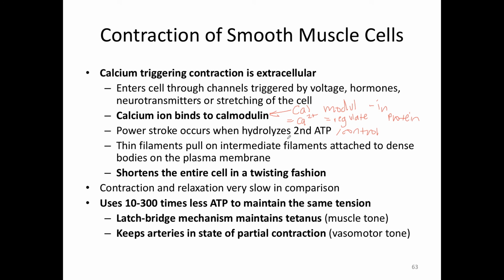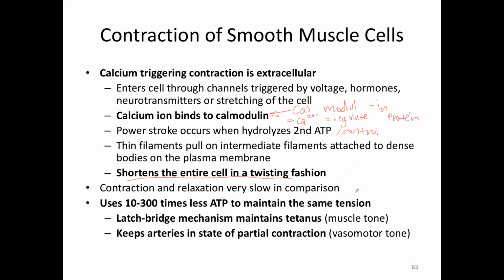And that hydrolyzes an ATP and then another one, which gives myosin the ability to perform the power stroke. The first ATP is spent to activate the myosin. The second ATP is spent during the power stroke. So you do have thick and thin filaments in smooth muscles, they're just not arranged into sarcomeres. And what you get is the shortening of the entire cell in a twisting fashion, sort of like wringing out a washcloth. This also goes really slowly compared to skeletal muscle, especially compared with fast twitch skeletal muscle. But it uses between 10 and 300 times less ATP to maintain the same tension.